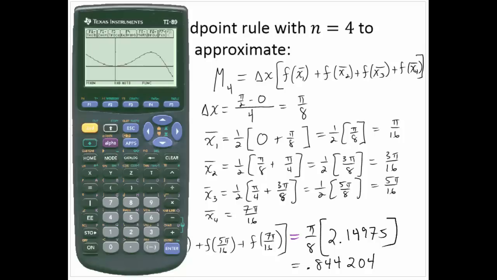Alright, so from the graph, I can go to my F5 and integrate. The lower limit is 0, and the upper limit is pi over 2. And hit enter. It shades the region and gives us that the integral over that interval is 0.828116. So we can see that our approximation is not that bad at 0.844204.